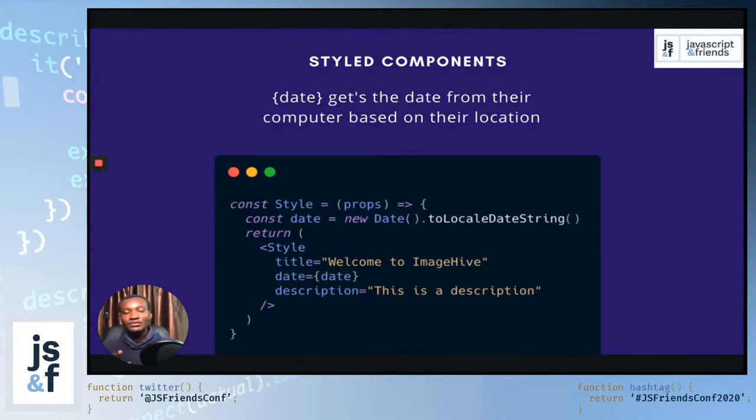We have the title to be "Welcome to Mage Hive", and we have the date in parentheses. Basically, this is going to get the date of the current location based on your computer. That's why we have it in parentheses, and we didn't put a valid date. We wouldn't want to do that. Next we have the description, and then what exactly the description is.